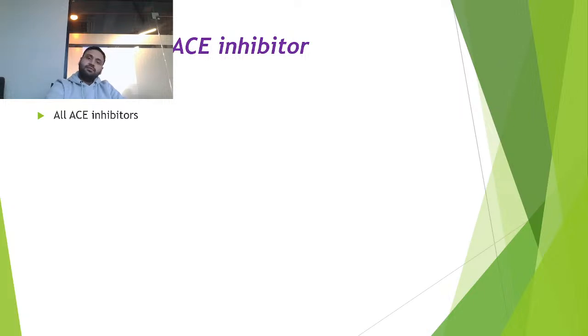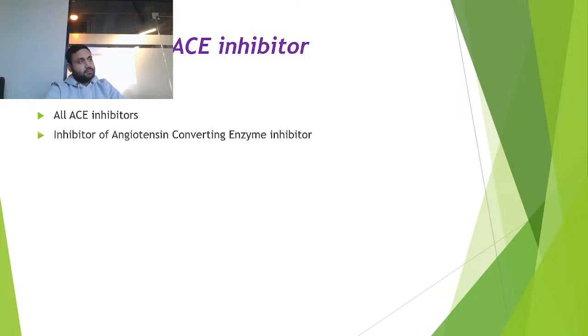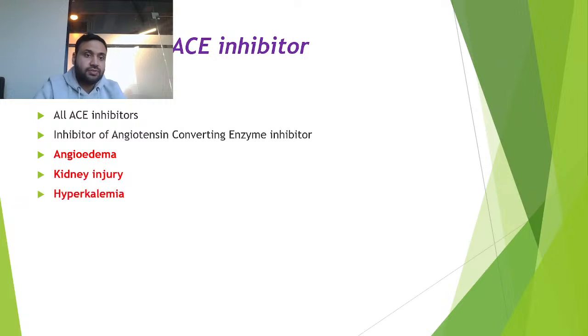Then ACE inhibitors. All ACE inhibitors are approved for chronic heart failure. They are inhibitors of angiotensin converting enzyme, which is present in the endothelium of capillaries of the pulmonary circulation. And as we know, angioedema, kidney injury, and hyperkalemia are common side effects. With regard to ACE inhibitors, angiotensin converting enzyme is also responsible for degradation of bradykinin. So when you inhibit angiotensin converting enzyme, the bradykinin content of the blood increases, and this increases the risk of angioedema.